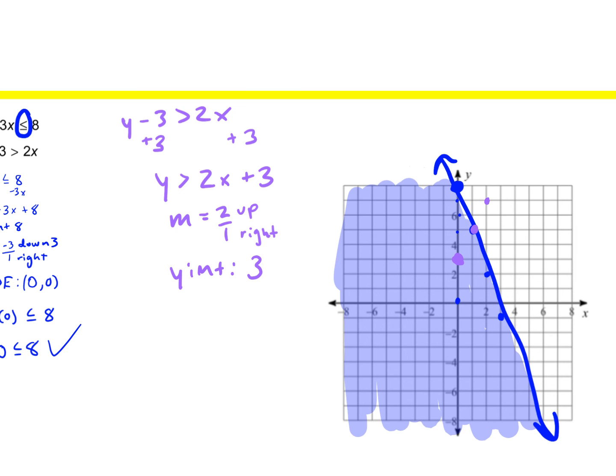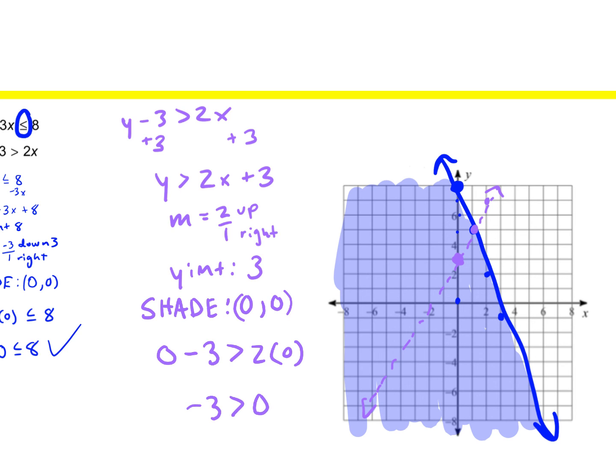Do I connect these with a solid line or dotted line? Dotted line. Now I have to figure out where I'm going to shade. What do I plug in to see where I shade? 0, 0. So I have 0 minus 3 is greater than 2 times 0. So negative 3 is greater than 0. Is this true? No. So do I shade where 0, 0 is or where it's not? Where it's not. So that would be up here.